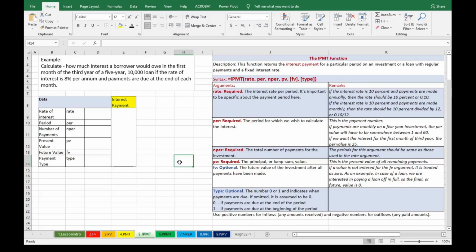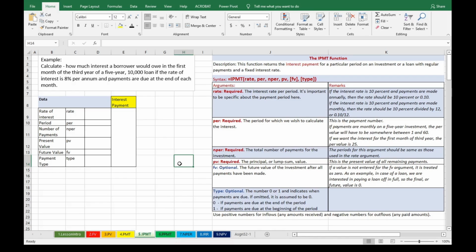Now we'll see the IPMT function. In the last topic we saw the PMT function, which is a payment function. For a loan, if we make a payment, it consists of two parts. One is the interest part, which is given by this IPMT function, and next we are going to see the PPMT function, which gives the principal part. So the total payment consists of interest plus principal.